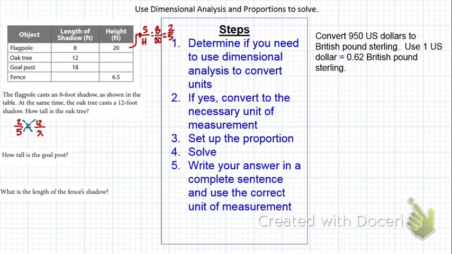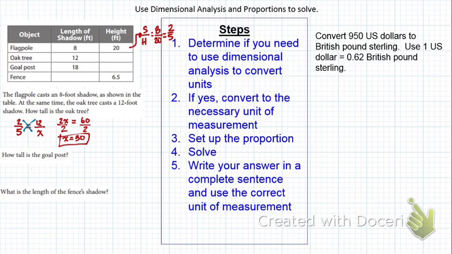Okay, so students, you should have cross multiplied. So 2 times x is 2x. 5 times 12 is 60. Divide both sides by 2. So x is equal to 30, right? So the oak tree is 30 feet tall, right?